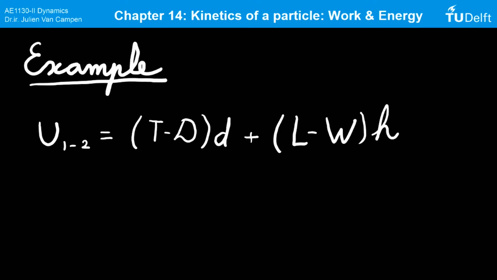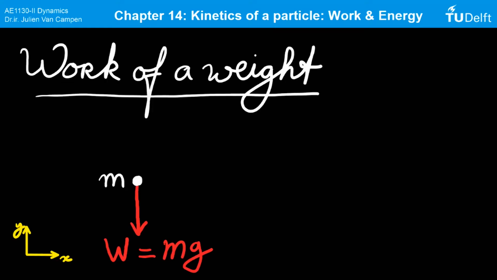Let's look at another example. Let's consider a particle of mass m. We know that the weight W of the particle can be expressed as m times gravitational acceleration g.